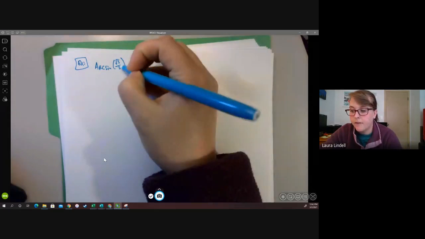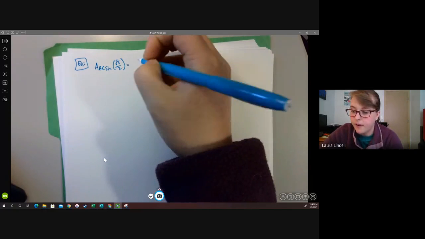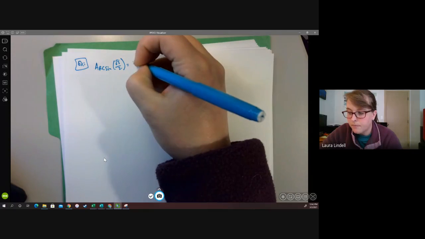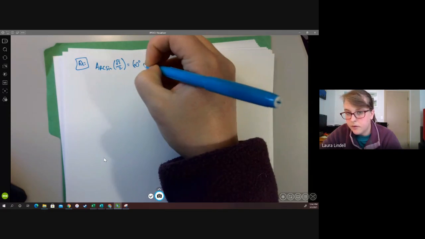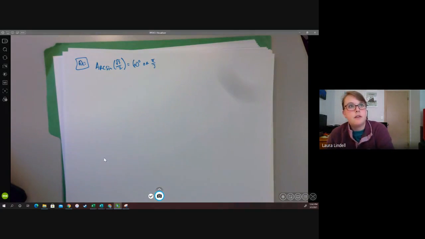So we're taking a sine value and we're spitting out the angle that generates that sine value. So that would be 60 degrees or pi over 3. Typically at this point in our mathematical lives, we're working with radians, but depending on the problem and what it asks for, you might also be asked for degrees. But that would be an example of how we find arcsine.